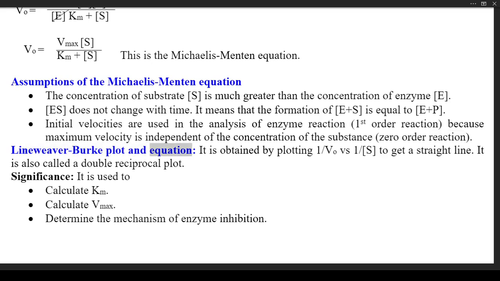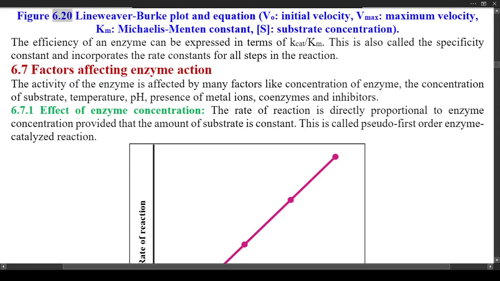Lineweaver-Burk plot and equation. It is obtained by plotting 1/V0 versus 1/S to get a straight line. It is also called a double reciprocal plot. Significance: it is used to calculate Km, calculate Vmax, and determine the mechanism of enzyme inhibition. Figure 6.20 Lineweaver-Burk plot and equation. V0, initial velocity. Vmax, maximum velocity. Km, Michaelis-Menten constant. S, substrate concentration.